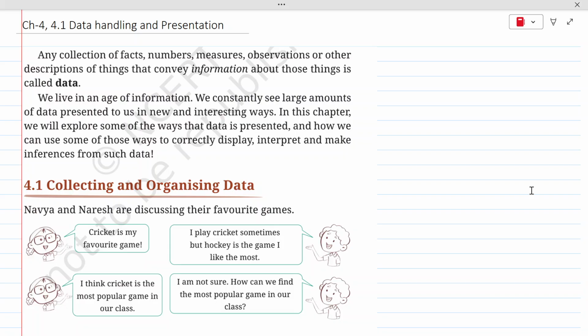So the data is a collection of numbers. It can be a collection of pictures, a collection of some facts, some measurements. Okay. And with the help of all these things, analysis is done and some information can be gathered out. So data is a collection of facts, numbers, measures, observations, or other descriptions of things that convey information about those things. Okay, and that we call data.